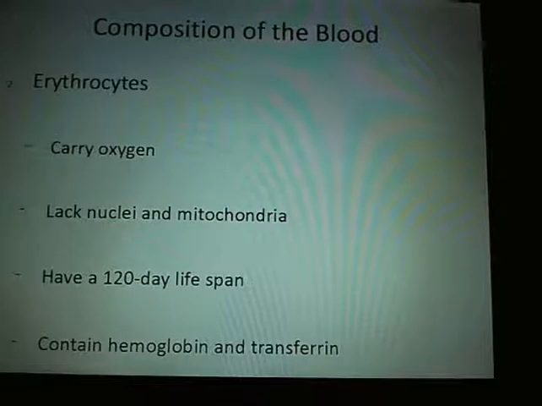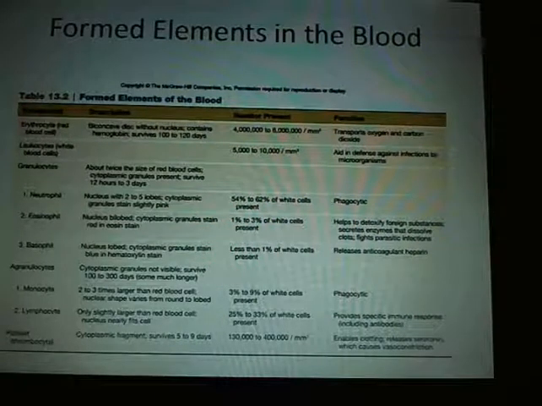Composition of the blood. You have the erythrocytes. They carry oxygen. They lack nuclei and mitochondria. You have a biconcave disc. Remember, we saw those. They have a 120-day lifespan. They contain hemoglobin and transferrin. Now, also, red cells do not use glucose. They carry it around to the body. They use other alternative forms of energy. They do not use glucose because it is in the plasma around them and carried to the body. Here is a description of formed elements in the blood. That's in your book.